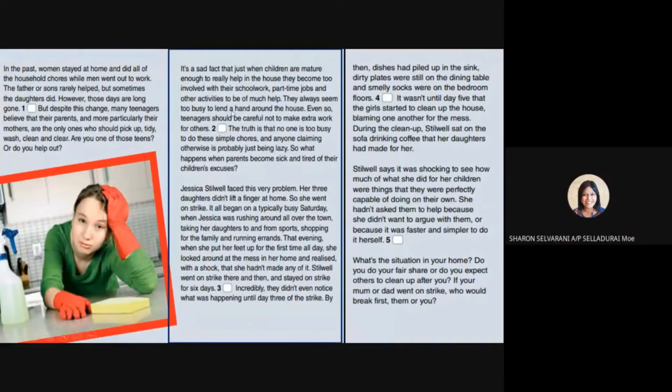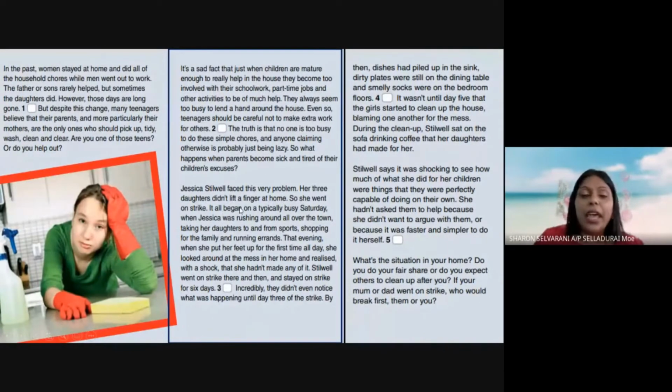Okay, Jessica Stilwell faced this very problem. Her 3 daughters, okay, daughters are girls, didn't lift a finger at home, meaning they never helped the mother. So she went on strike. Okay, a strike meaning somebody stops doing things.